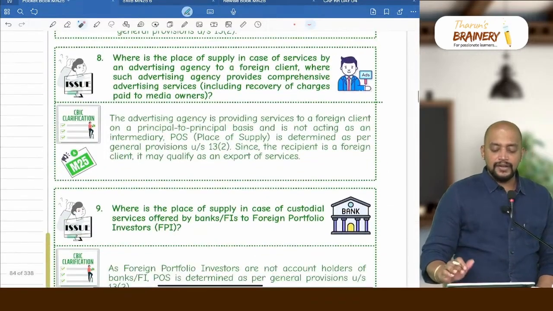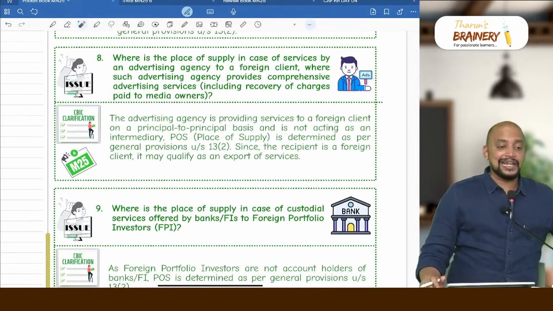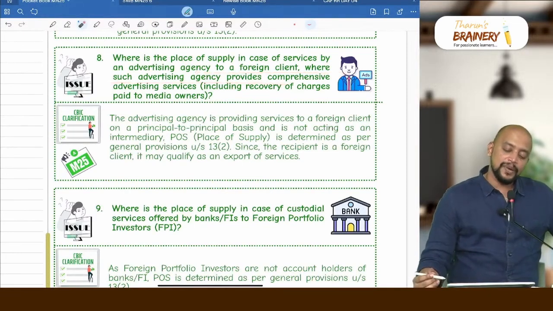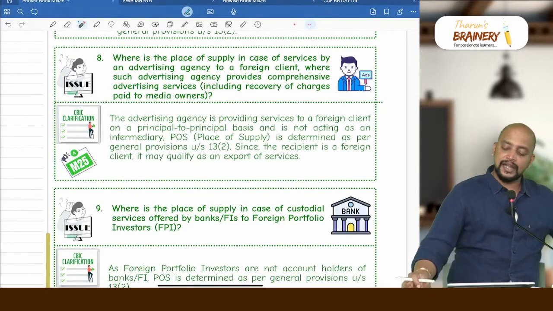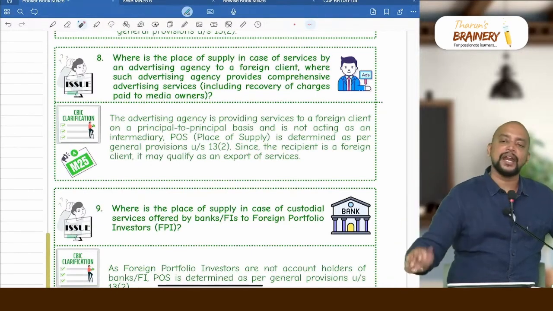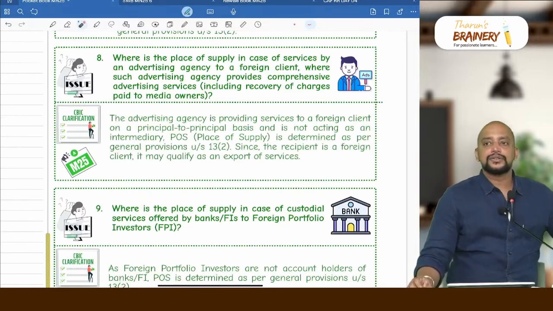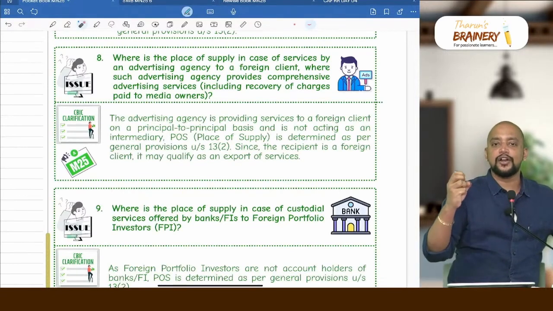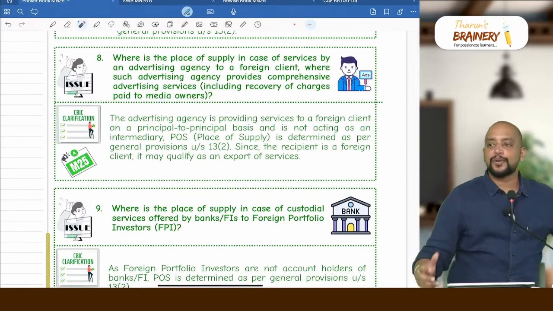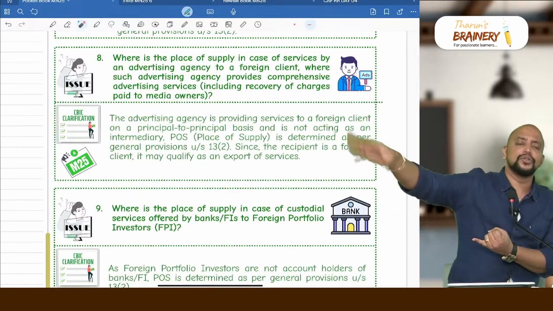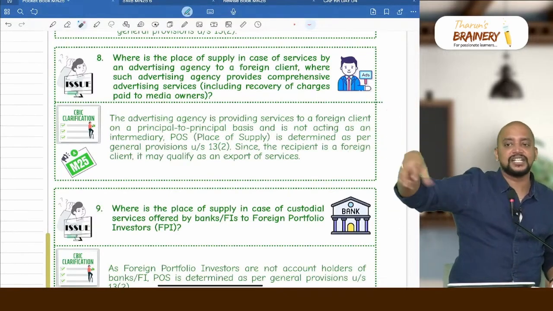Next, we have the 8th one, where is the place of supply in case of services by an advertising agency to a foreign client, where such advertising agency provides comprehensive advertising services including recovery of charges paid to media owners. For example, say there is one mobile company. That mobile company wanted me to do the advertising in India. So they are telling me, you are an advertising company, you know the pulse of the audience here, so please do the promotion. Thereby we will get a good result, and we will give the entire contract to you. You only pay the media channels, like digital marketing, everything you do, and you pay to the media houses like TV channels, etc.